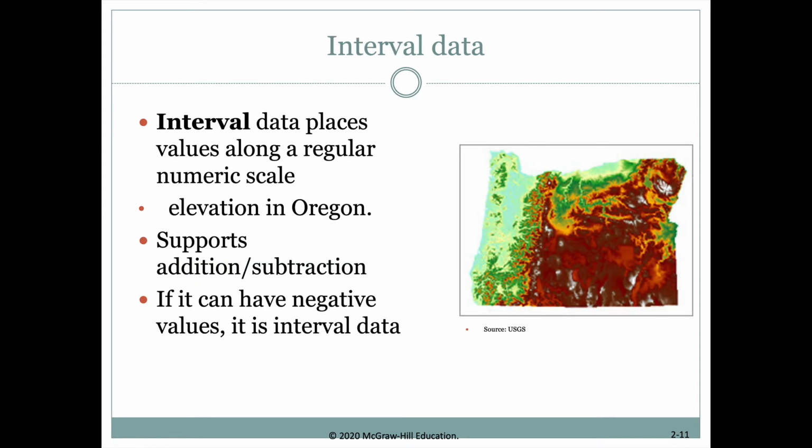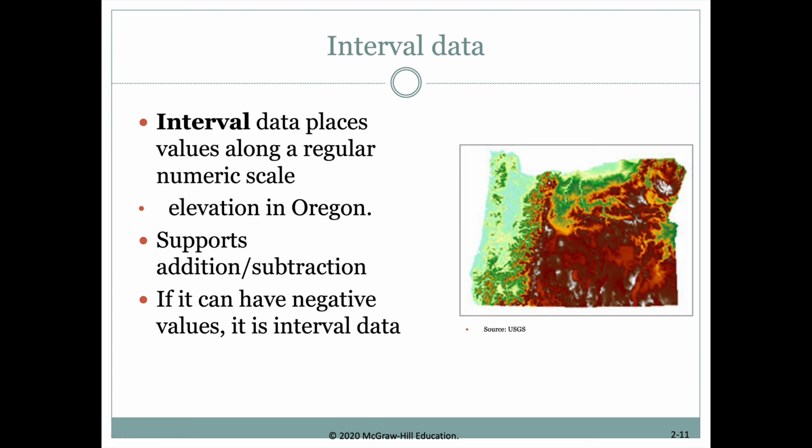And interval data is going to be anything that has a numeric value, such as the elevation of Oregon. But the important thing is we can do addition and subtraction for this, but we can't do multiplication and division. So if it can have a negative value, it is an interval. Just like elevation, we could go below sea level and get into negative values here. If you were at an elevation of 1,000 feet and you climbed up to an elevation of 2,000 feet, you could calculate your change in elevation of 2,000 minus 1,000. So we can do addition and subtraction with these kinds of numbers, and that's all fine. That's how we define interval data.